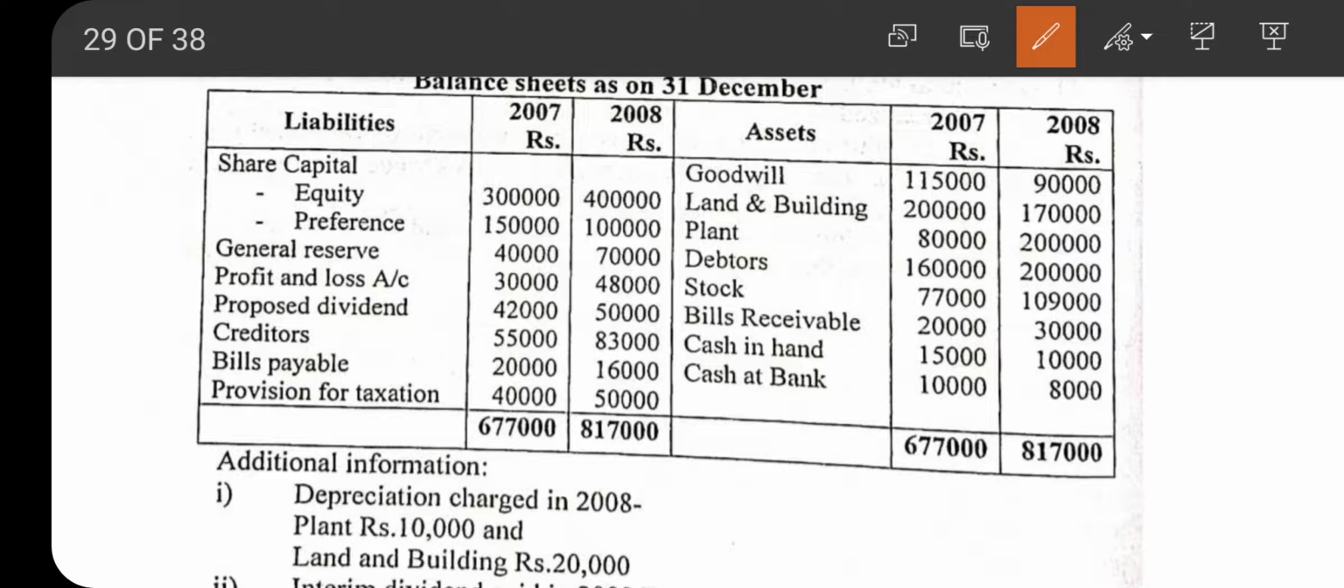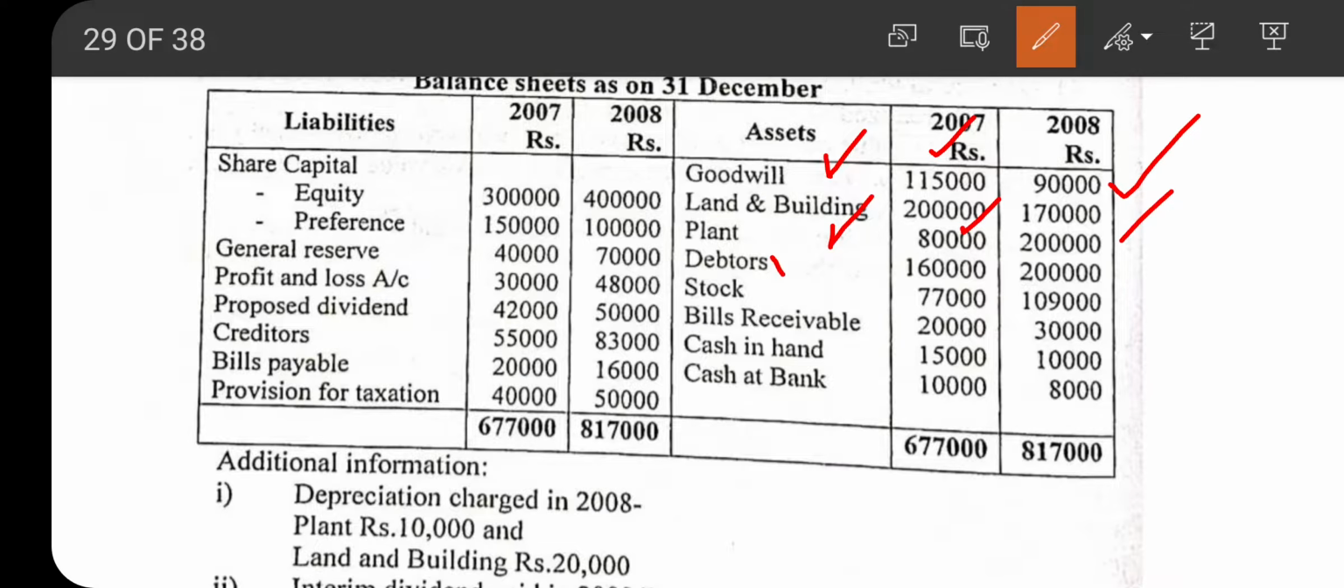Then on the asset side, we have goodwill. Opening balance is 1,15,000, closing balance is 90,000. There is a decrease in value, which means goodwill written off. All the adjustments are shown in the respective accounts. Then land and building. Opening balance is 2 lakh, closing balance is 1,70,000. There is a difference in the closing balance, isn't it? So we need to open the account, and also see if there is any adjustment relating to these assets. Then plant. Opening balance is 80,000, closing balance is 2 lakh. So there is an increase, and we should open the account.